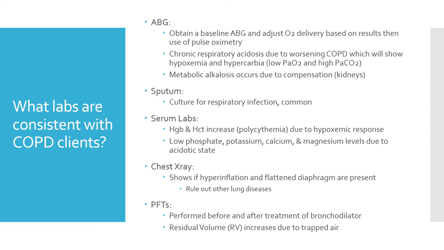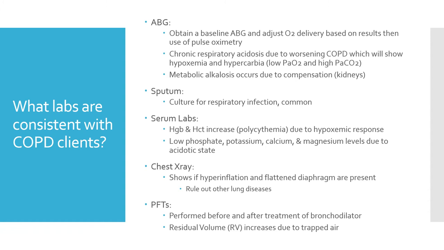So what labs are consistent with these guys? On the ABG, when we obtain one, we are going to need to adjust our O2 delivery, how much oxygen we're giving them, based off of our results. So we'll get that baseline so we know where we are, but we don't really want to keep sticking them if we don't have to for an ABG. So then once we know where they officially are with that definitive arterial blood gas, then we can rely on the pulse oximeter, the finger probe, to adjust our oxygen delivery.